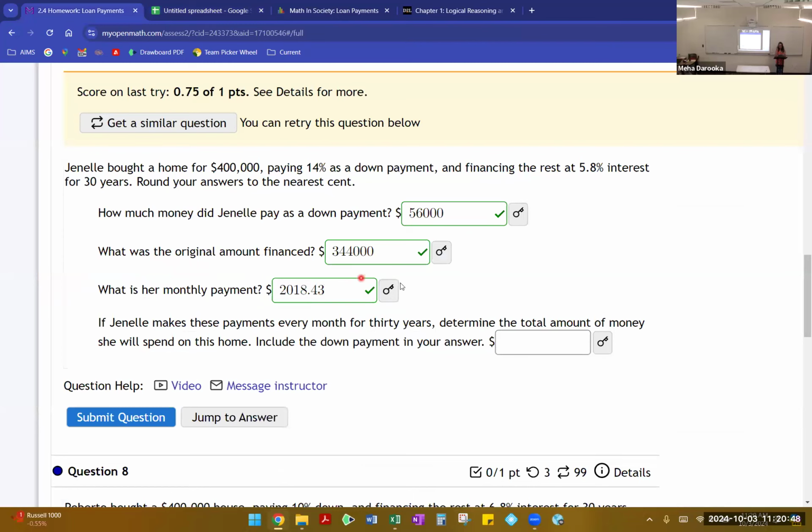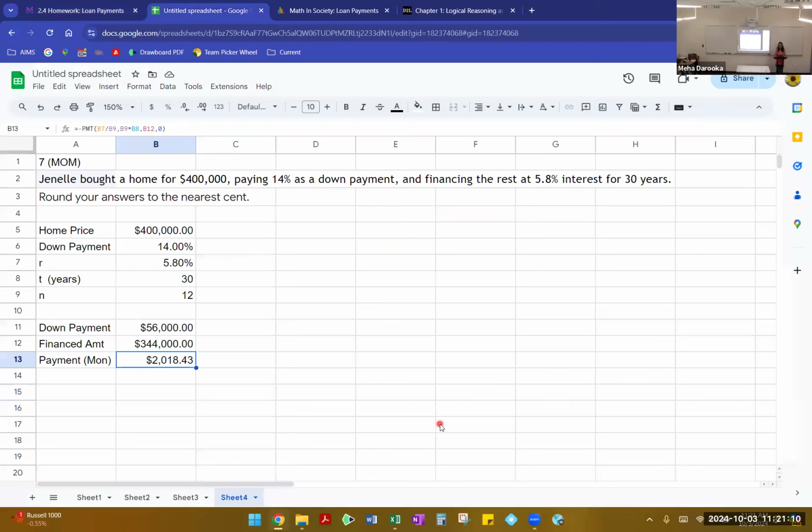$2,018.43. Yay! I was very nervous. I was like, oh, please work, please work. So I'm glad it did. And then I guess that brings us to the last part, which is saying if Janelle makes these payments every month for 30 years, which means for the length of the loan, determine the total amount of money she will spend on this home. And you also want to include the down payment in your answer. So how do we calculate how much money Janelle will end up putting towards this home?